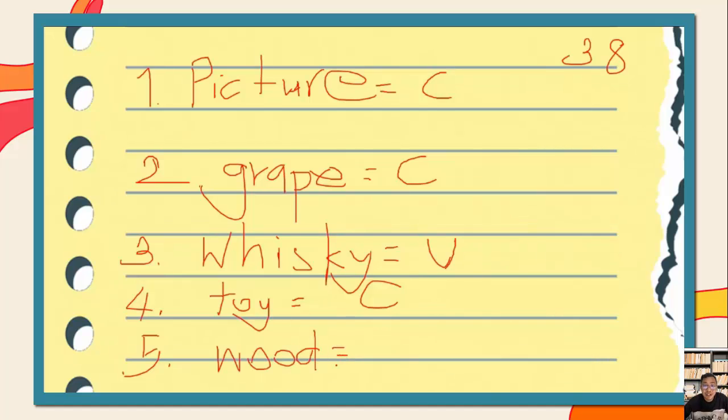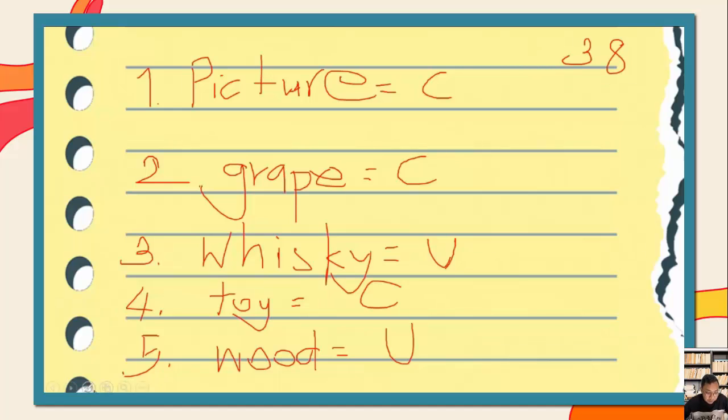Wood. Can you count wood? Can you? We cannot count wood. So wood is an uncountable noun. So from question number 6 to question number 20, you can do by yourself as your homework, okay?